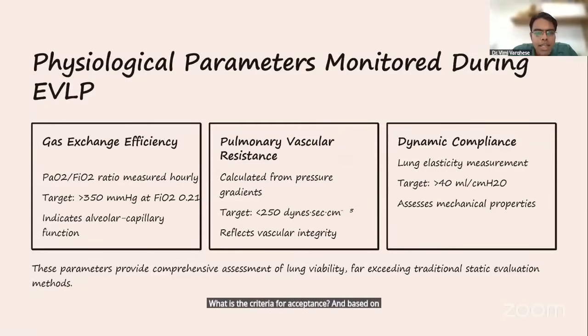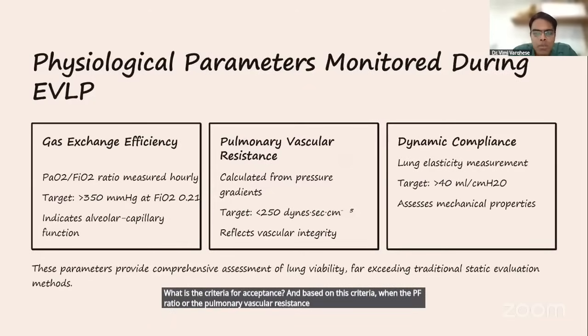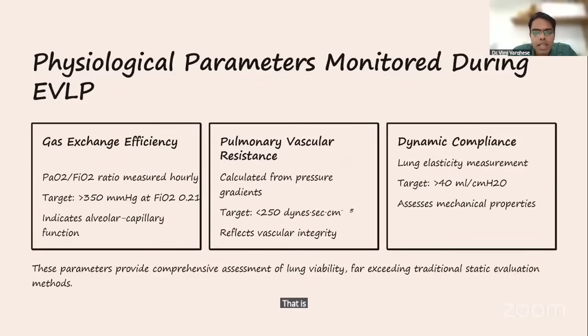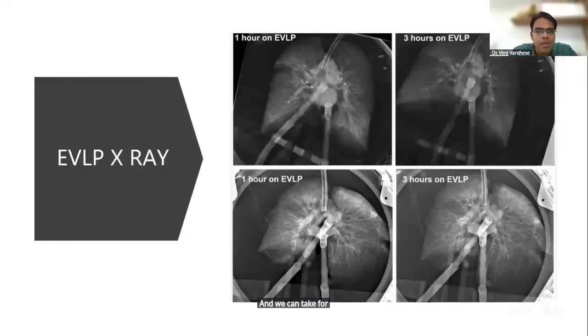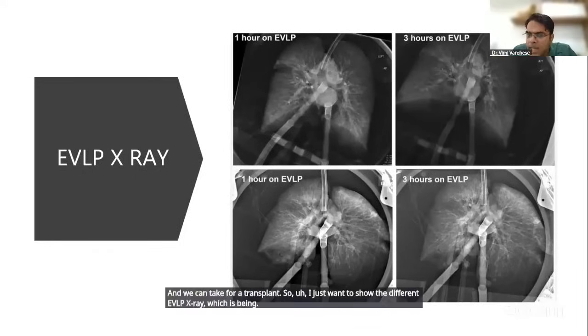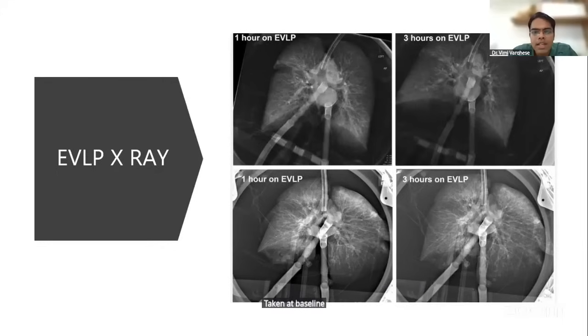Based on this criteria, when the PF ratio or the pulmonary vascular resistance decreases or the compliance improves, that is an indirect way to understand that these donor lungs have been reconditioned and have improved after applying these measures, and we can take them for transplant. So I just want to show the different EVLP X-rays which are taken at baseline or every 3 hours, to understand what the change is in the clots, consolidation or contusion, as compared to every hour or at a different timeline.